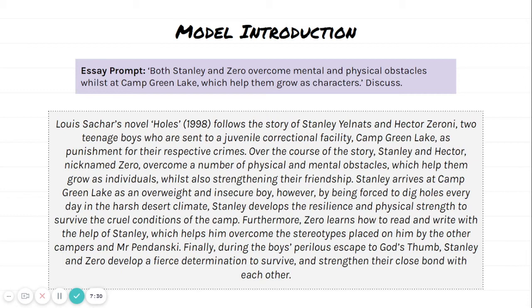Stanley arrives at Camp Green Lake as an overweight and insecure boy. However, by being forced to dig holes every day in the harsh desert climate, Stanley develops the resilience and the physical strength to survive the cruel conditions of the camp. Furthermore, Zero learns how to read and write with the help of Stanley, which helps him overcome the stereotypes placed on him by the other campers and Mr. Pendanski. Finally, during the boys' perilous escape to God's Thumb, Stanley and Zero develop a fierce determination to survive and strengthen their close bond with each other.